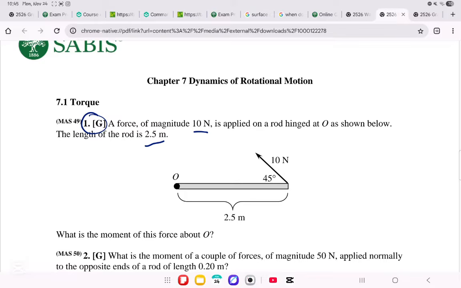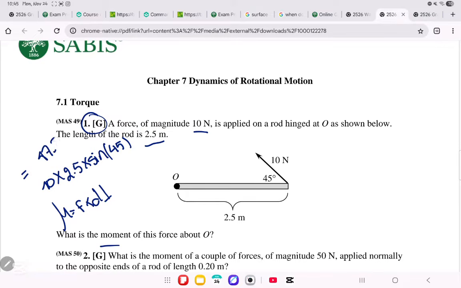Anyways, what do we need to know about this? We know that the moment is force times the perpendicular distance. So it's the force, which is 10, times the distance, which is 2.5, times sine the angle made with the central axis, which is 45. You put it on your calculator and you're supposed to get 17.7 Newton meter.